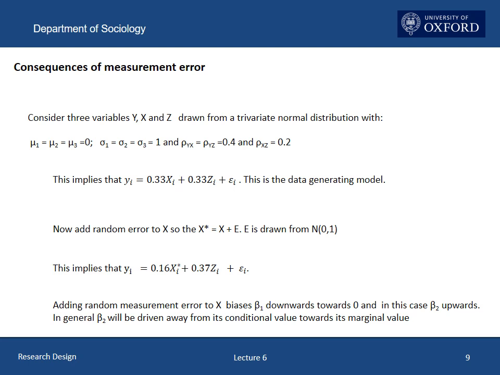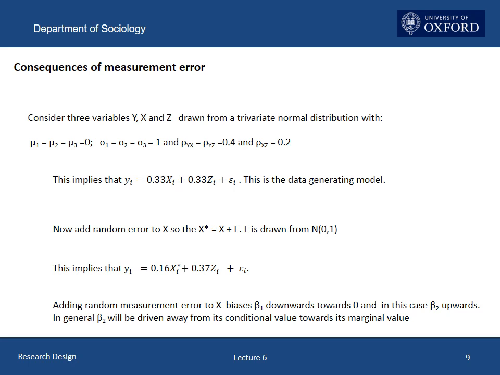Now we create x star by adding random measurement error to x. Then we regress y on both x star and z. In this setup, we have one explanatory variable that's contaminated with measurement error and another that is not. So what happens?